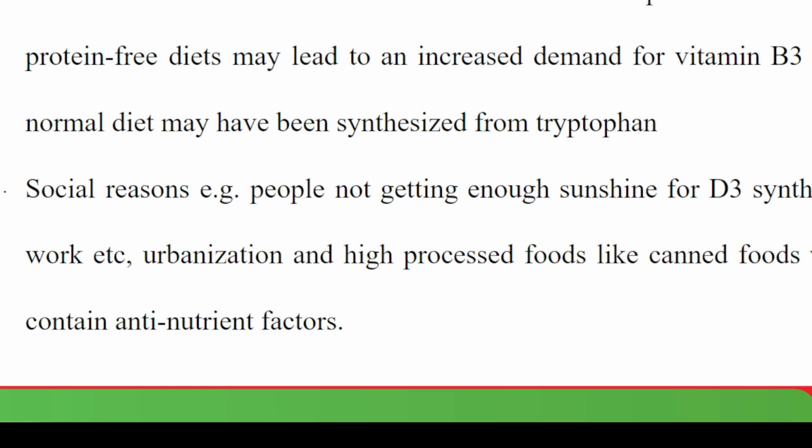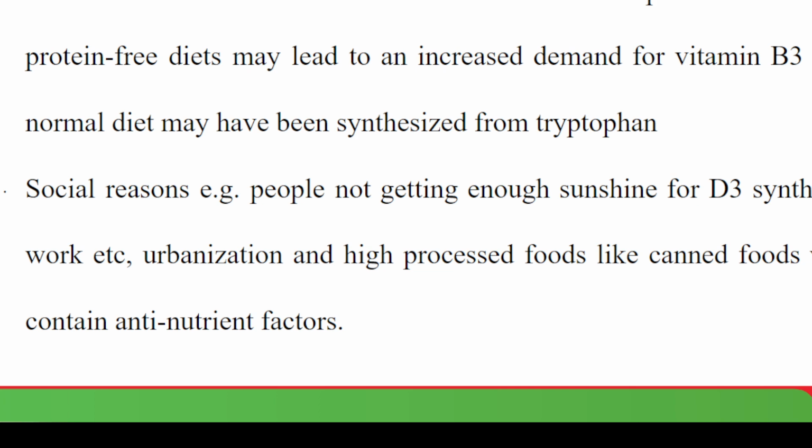Hypovitaminosis can also result from certain diets which do not account for the need for particular vitamins. For example, protein-free diets may lead to an increased demand for vitamin B3. B3, like we talked about earlier, is synthesized from tryptophan. So if you're on a diet emphasizing less protein or protein-free foods, you're definitely going to have a deficiency of some of these vitamins, majorly niacin, or vitamin B3. You need tryptophan, which is obtained from proteins, and proteins are the very thing you're trying to cut off from your diet, so definitely you have an issue there.